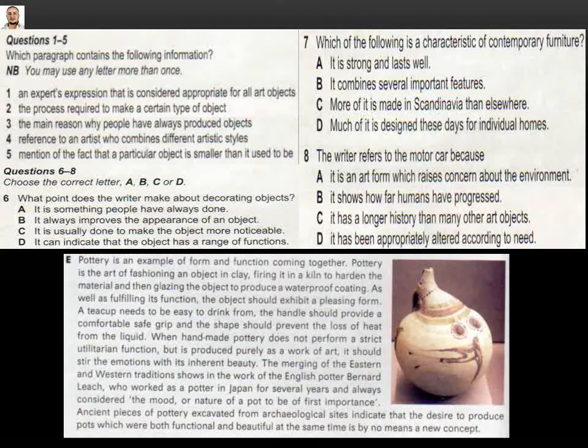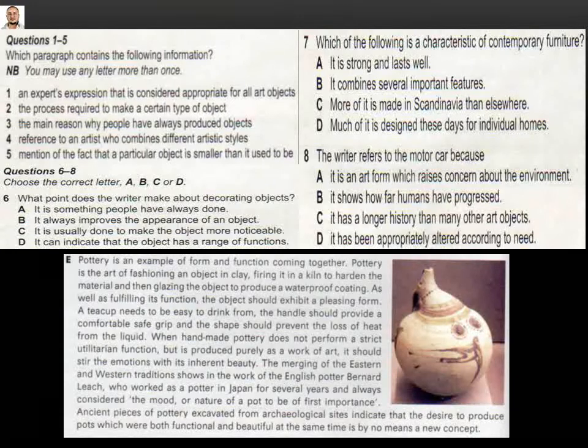Ancient pieces of pottery excavated from archaeological sites indicate that the desire to produce pots which were both functional and beautiful at the same time is by no means a new concept. Let's come to the choices.